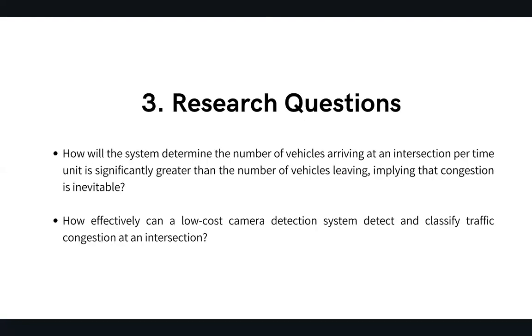There are two research questions that were proposed prior to designing the system. The first one focuses on how the system will determine whether the number of vehicles arriving at an intersection per unit time, which is the rate, is significantly greater than the number of vehicles leaving, implying that congestion is starting to happen. The second one focuses on the effectiveness of the system, how effective this system will be by using a low-cost camera to detect and classify traffic congestion at an intersection.